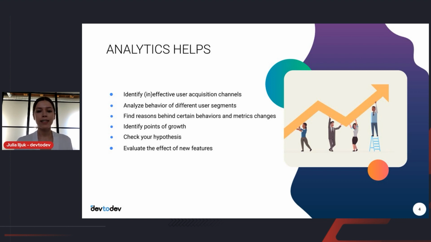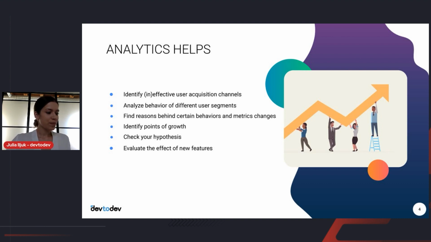These are these places in the game where some changes, sometimes even small changes, can bring considerable improvements in metrics. And once we've identified these points of growth and we want to check our hypothesis, we again turn to analytics. We conduct A/B testing and see if this new feature is going to work or not. And finally, once we release this new feature for the whole audience, we again need analytics to evaluate the effect of the new feature on your metrics.